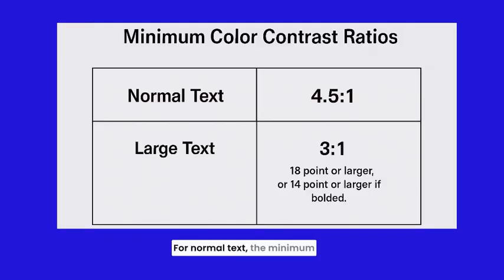For normal text, the minimum color contrast ratio is 4.5 to 1. And for large text, the minimum color contrast ratio is 3 to 1. Large text is text that's 18 points or larger, or 14 points or larger if bolded.